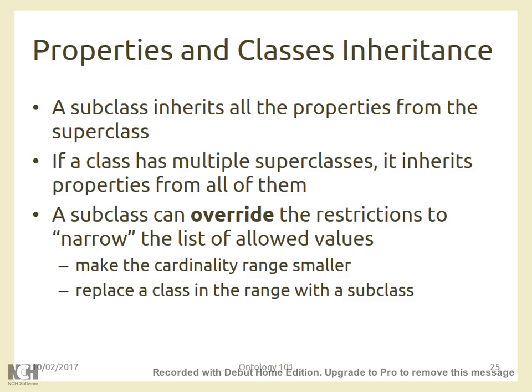Remember that, as we already saw, a subclass inherits all the properties from the superclass. So the property name in person is inherited by the child. And if a class has multiple superclasses, it inherits properties from all of them. A subclass can override the restriction from the superclass to narrow the list of values. So a subclass can make the cardinality range smaller than the superclass, or replace a class in the range of a subclass.